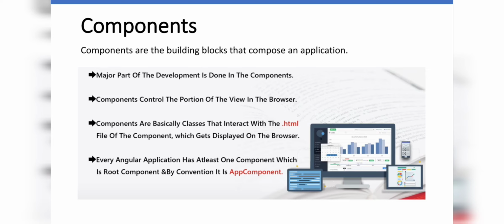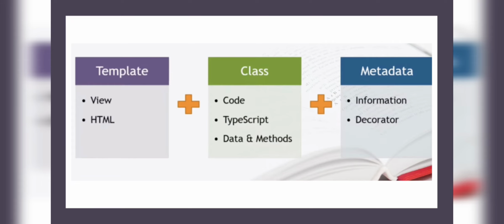A component controls a portion of the view in the browser, and components are basically classes that interact with the .html file of the component, which gets displayed on the browser. Every Angular application has at least one component, which is the root component, and by convention it is AppComponent. So what exactly does a component consist of?